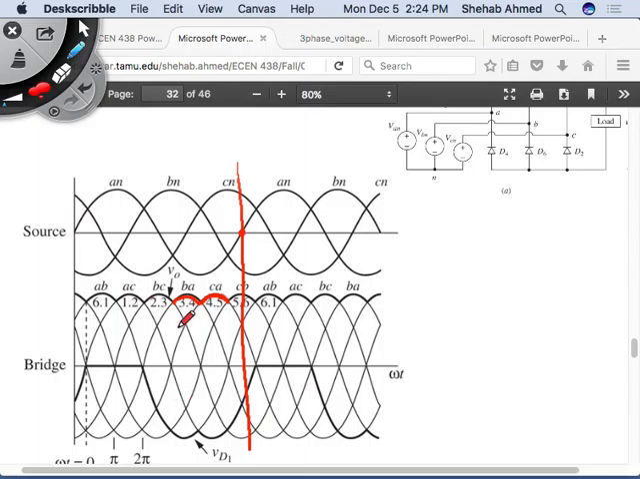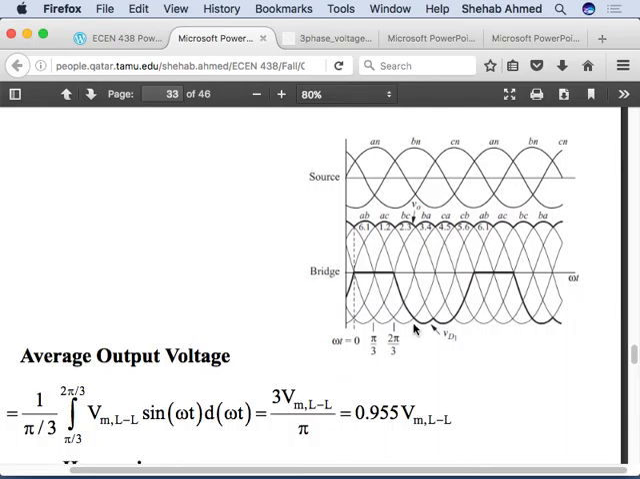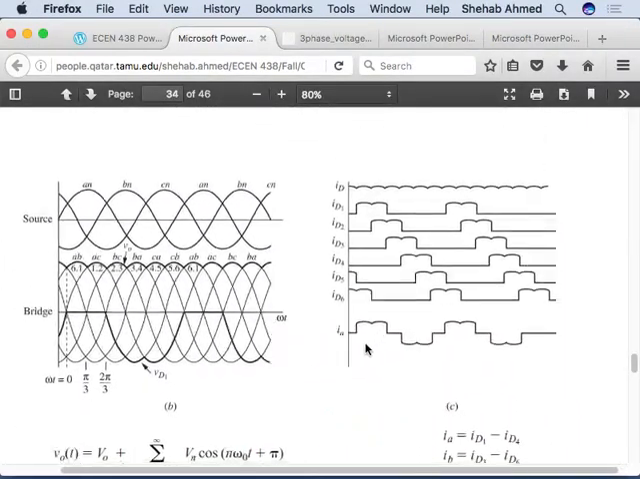So phase A current will be like this. We drew it on the next slide anyway. Here. So this is phase A current. Phase A current was this double hump thing here, right?